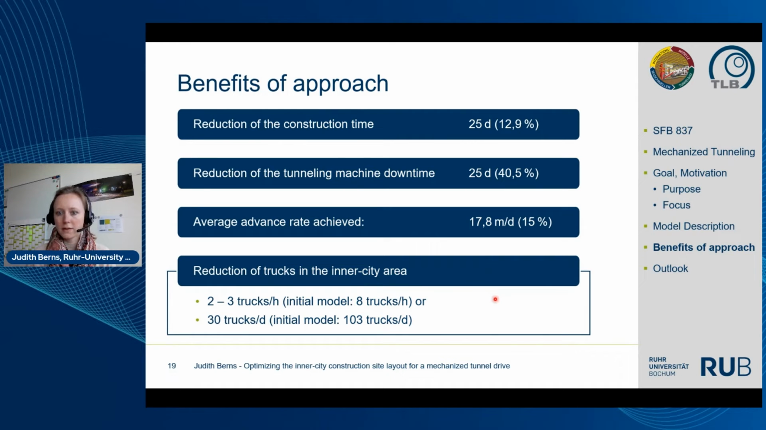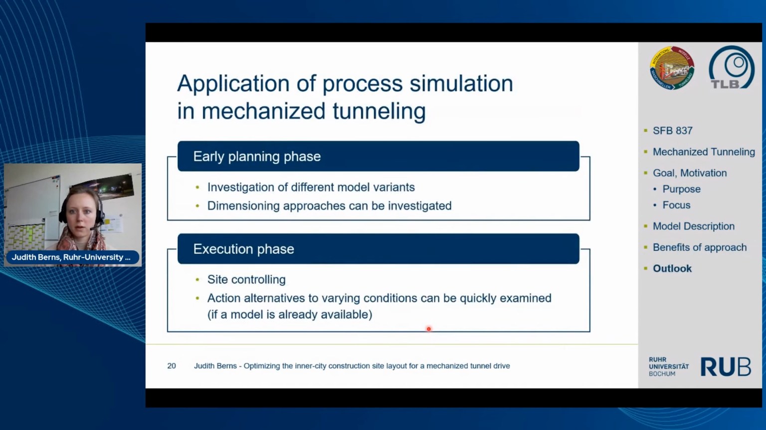The number of trucks, for example, approaching the construction site every hour, has been reduced from 8 to 2 to 3 trucks. On a daily basis, this equals 70 fewer trucks impacting the inner city traffic. The reduction in traffic load was mainly achieved, of course, by changing the disposal of the soil material via train transport.